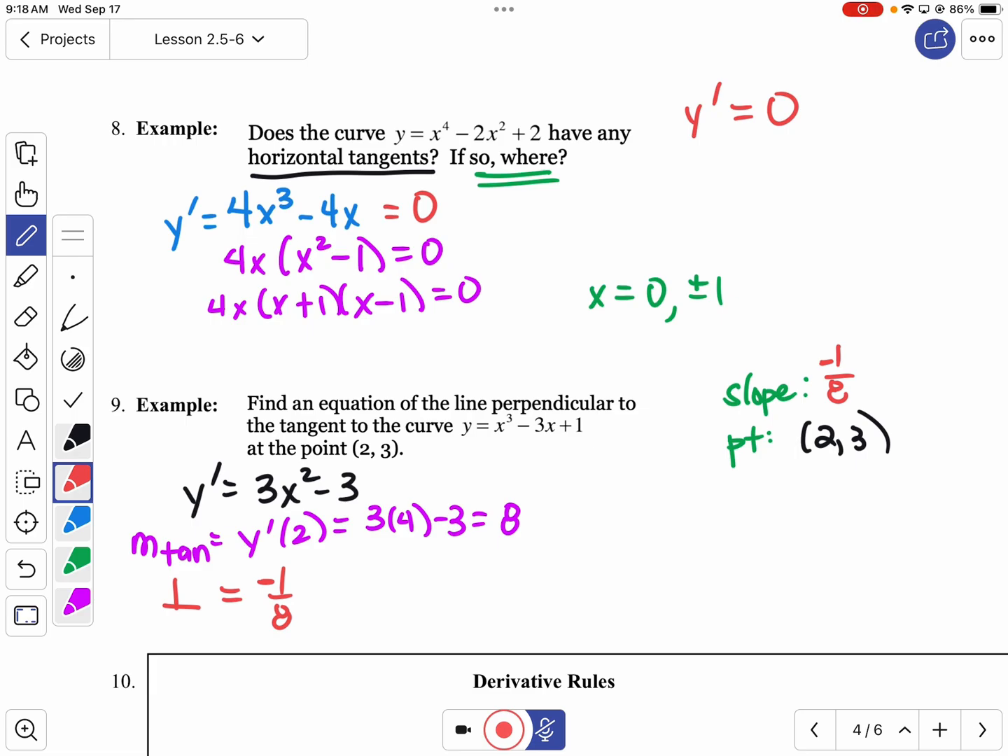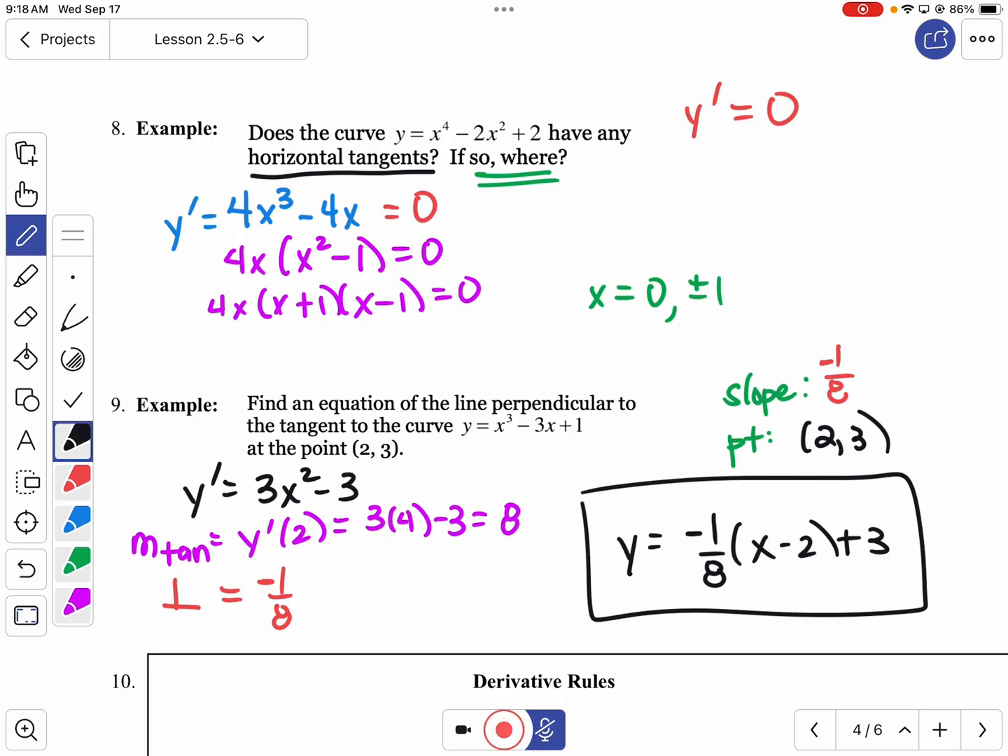Okay, so now let's write our equation. We know our slope and our point. Y is going to equal negative 1/8 (x minus 2) plus 3. When I say we will write lots of equations of lines, this is what I'm talking about. At one point you'll go back and say, can I just rewrite the equation of a line, please?